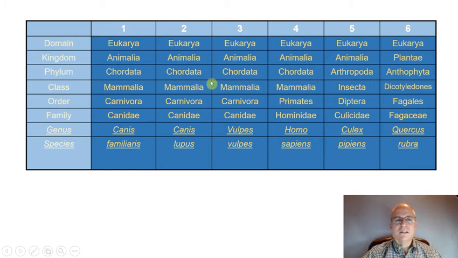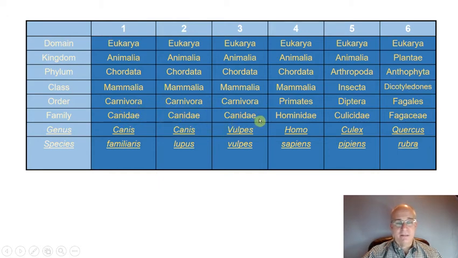Of these other animals that we see right here, they are all mammals. So they're warm-blooded and they have a 4-chambered heart. 3 of them are in the order Carnivora, so they're carnivorous animals. This one is a primate, so we know this one is going to be significantly different from these 3. Now, all 3 of these are in the family Canidae.